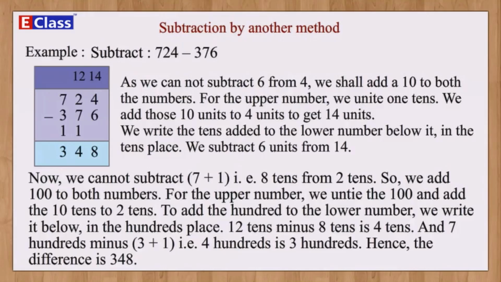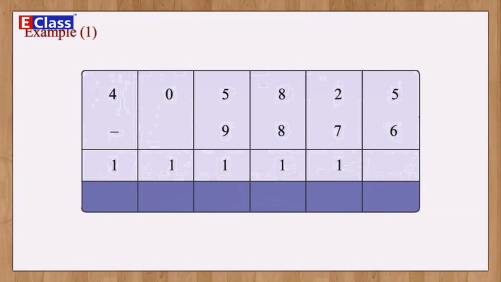Example 1. As we cannot subtract 6 from 5, we shall add a 10 to both the numbers. For the upper number, we untie 1 tens. We add those 10 units to 5 units and we write the tens added to the lower number below it in the tens place. We subtract 6 units from 15 units, then 9 units will remain.